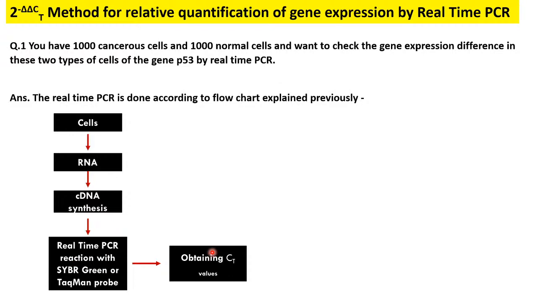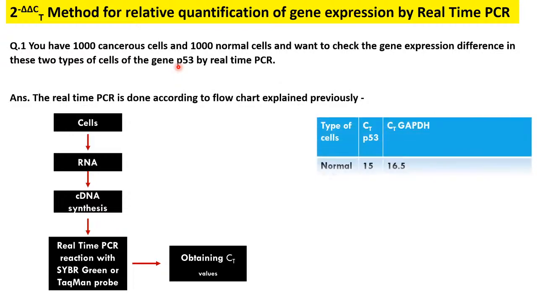But now we will be doing cDNA and real-time PCR for both P53 as well as for a reference gene like GAPDH, beta actin or RPS. And we are getting these CT values. So these are the normal cells. The CT values for P53 are 15 for normal and 12 for cancer cells. So if I don't look at the CT value of GAPDH, the reference, then I say that normal cells are expressing less because they have a higher CT value, and cancerous cells are expressing high because they have a lower CT value.